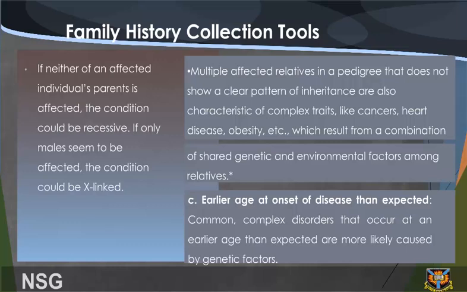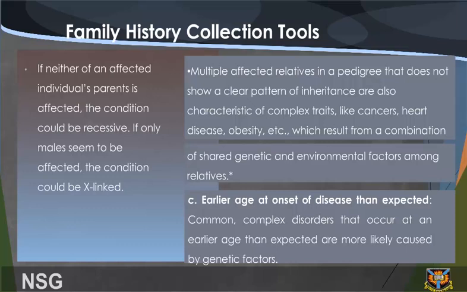If neither of an affected individual's parents is affected, the condition could be recessive. If only males seem to be affected, the condition may be X-linked. Multiple affected relatives in a pedigree that does not show a clear pattern of inheritance are also characteristic of complex traits like cancers, heart disease, obesity, etc., which result from a combination of shared genetic and environmental factors among relatives.